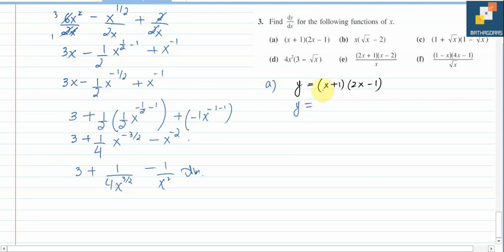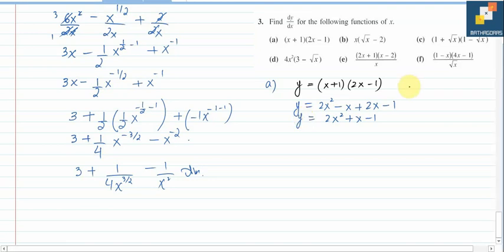So y equals to, we need to multiply the bracket. So x into 2x, 2x square, plus minus minus x plus 2x, plus minus minus 1 ones are 1, and now it's 2x square plus x minus 1 equals to y. Now we need to start differentiation.